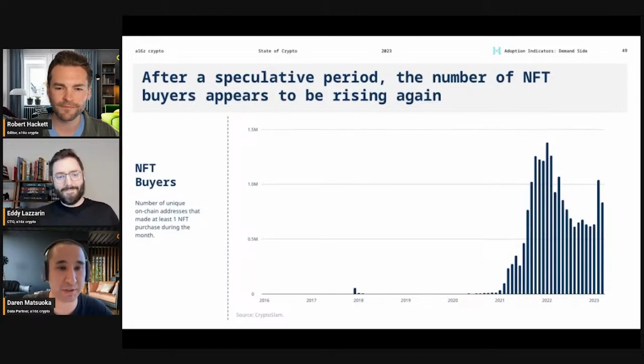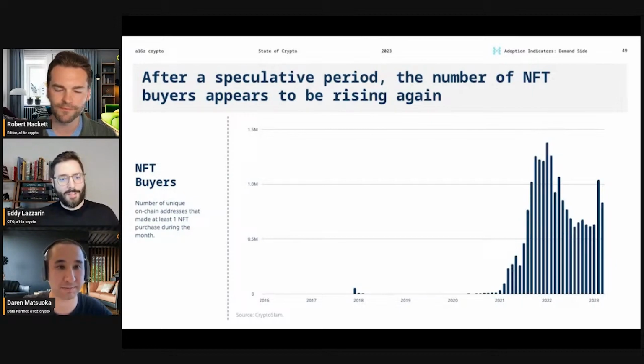And honestly, a very similar story for NFT buyers. Clearly there was a lot of speculation that flooded the market during the last NFT wave. I do think a lot of those speculators have exited, and we're starting to see the more organic uses of NFTs emerge. And similar to the data in the DEX volume, we're seeing, over the last 2 months, an uptick in the number of unique buyers that are engaging in NFTs.